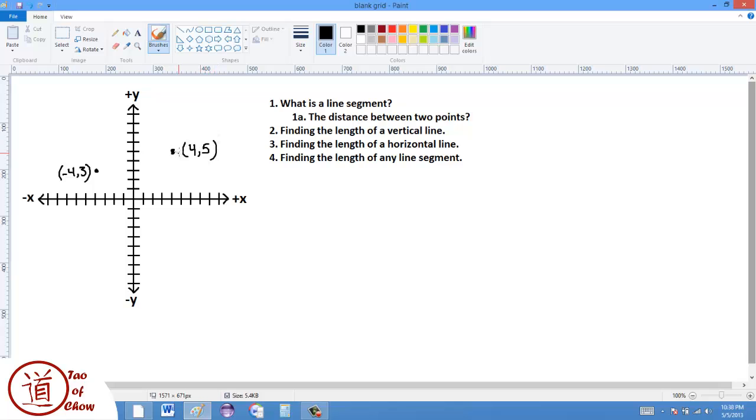Okay, now these are just 2 points. Now, in a specific situation, I might draw a line between these 2 points. And this is referred to as a line segment. Now, the reason why is because a segment means part of, right? And so, when you're talking about a line segment, you're talking about part of a line.